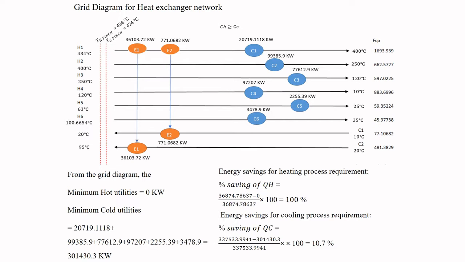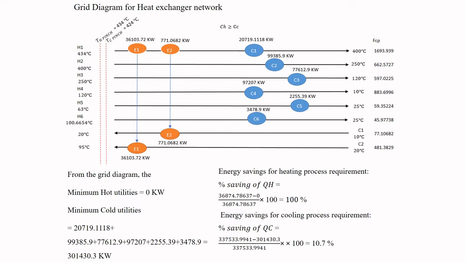Followed by that, stream pairing is done using the maximum energy recovery method. There are several rules of thumb for this method, where for the region above pinch, heat exchange could only occur if cold capacity is more than hot capacity. For the region below pinch, heat exchange could only occur if hot capacity is more than cold capacity. Since the supply and target temperatures of all streams are below T pinch hot and T pinch cold, heat exchange matching can only be done for below pinch temperature.